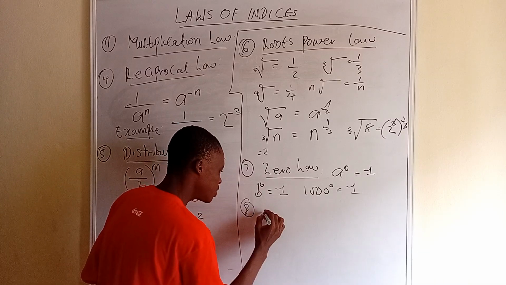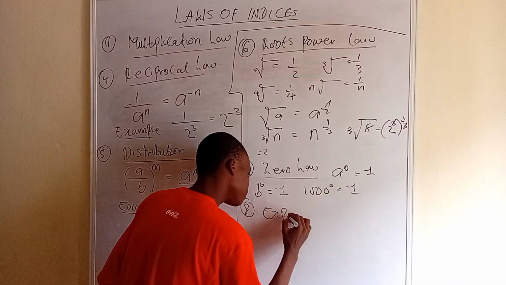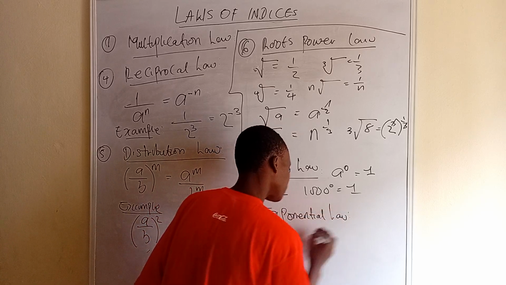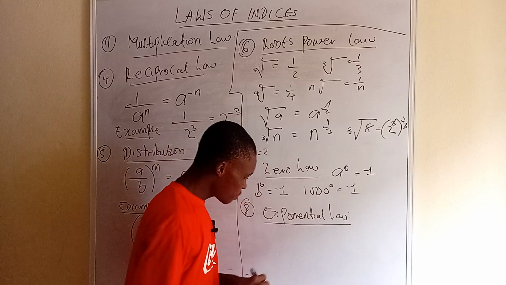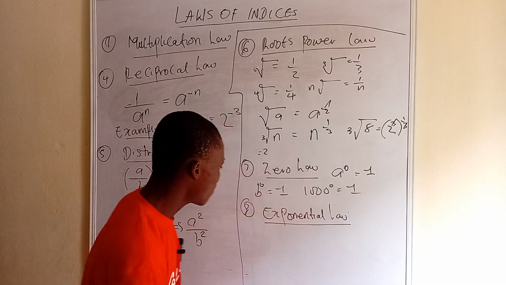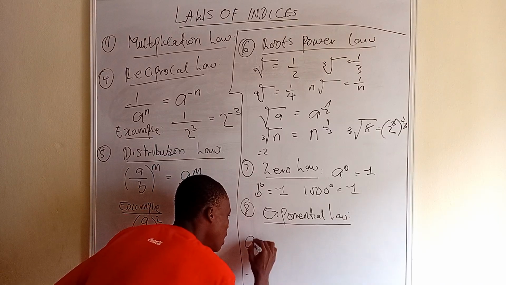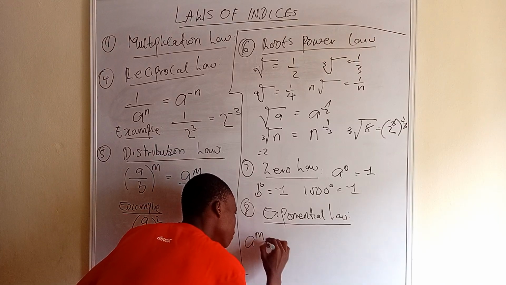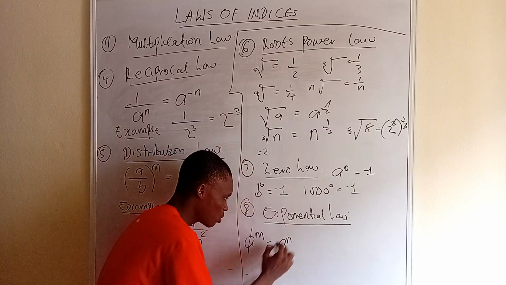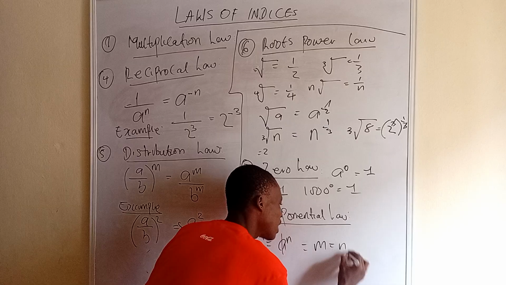All right. We have the final one, which is the exponential law. What does the exponential law state? It states that equal bases have equal exponents. So if we have a to power m equals a to power n, equal bases, so we cancel, and this equals m equals n.